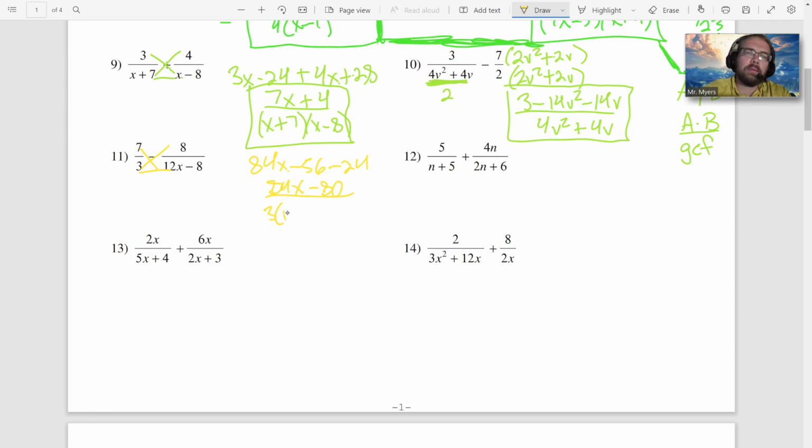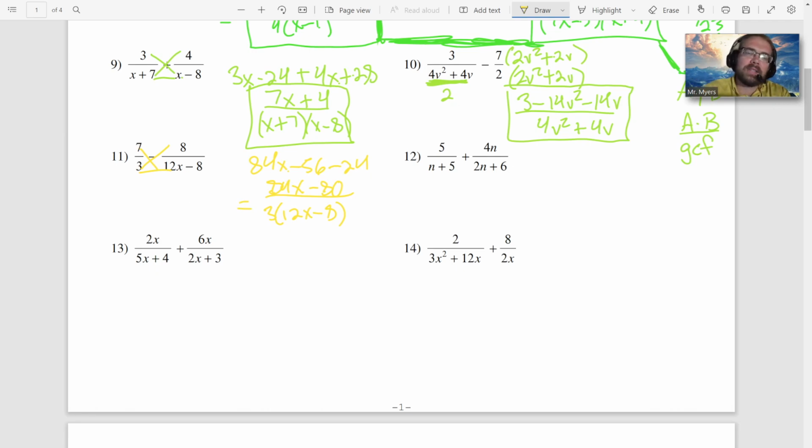Except we don't need to with the bottom because it's going to be fully factored if we don't multiply them out. We just leave it like that. All right, 84 and 80. Is that going to simplify down? It might actually. I think it will.